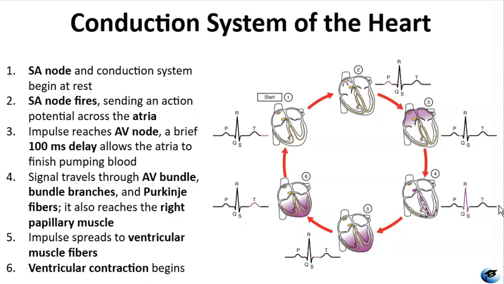Purkinje fibers. And it also reaches the right papillary muscle early, which helps to coordinate valve closure and pressure as the pressure is building. And then the signal spreads through the ventricular muscle fibers, triggering ventricular contraction and completing the heartbeat. And all of this activity can be seen in an electrocardiogram or an ECG. You also may have heard it called an EKG, but this is used to track the electrical signals, and it gives us a visible tracing of the heart's rhythm and timing tied to each mechanical event.